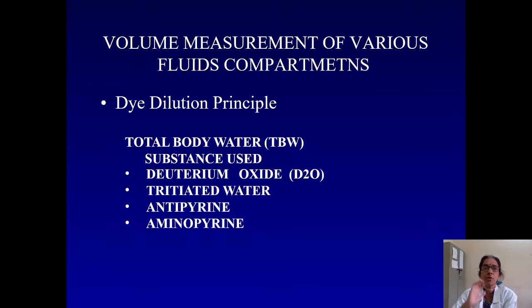Volume measurement of various fluid compartments uses the dye dilution principle. For total body water, these are the substances used: deuterium oxide, tritiated water, antipyrine or aminopyrine. These are the substances that are used to measure the total body water.